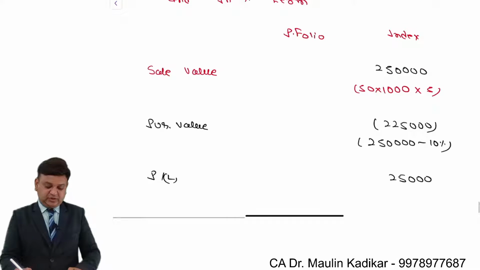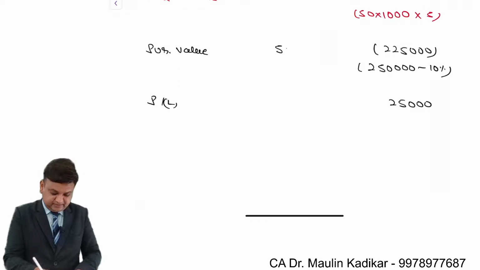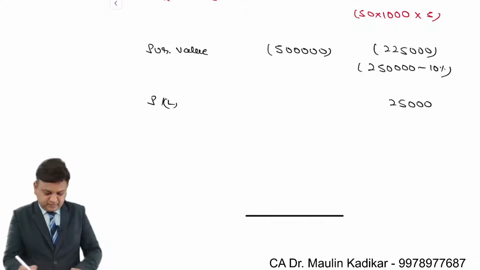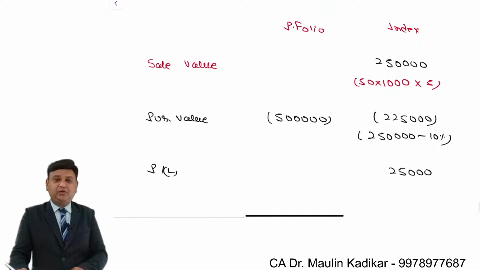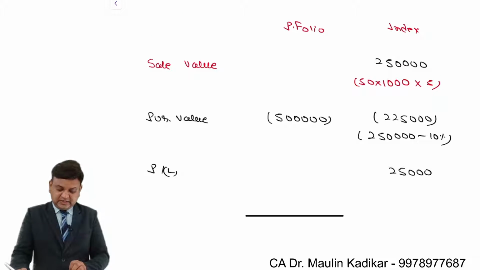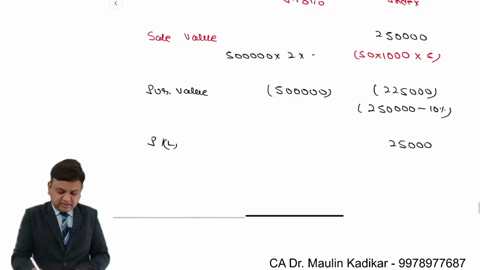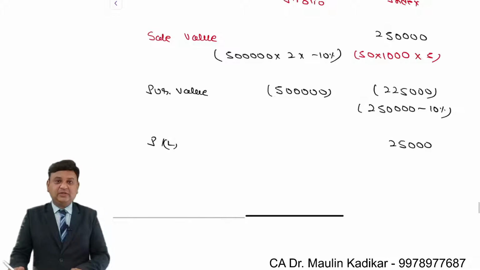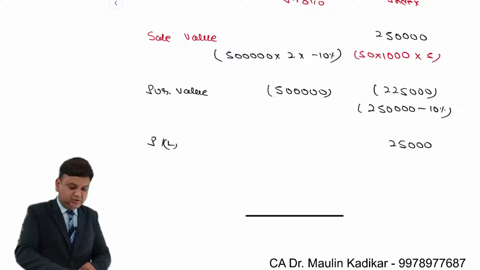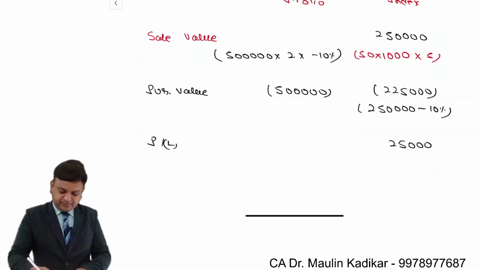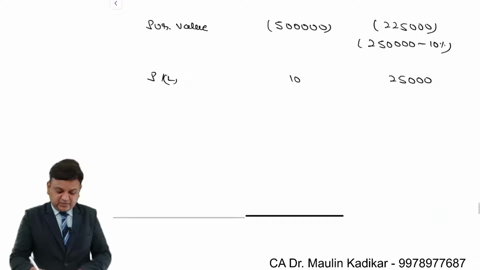As far as the existing portfolio is concerned, its value is 5 lakhs. We understand that for the portfolio, information is provided to us, so what will happen, it is 5 lakhs into 2 into negative 10%. Why? Because when the market is falling down by 10%, the portfolio value will reduce by 20%. So 5 lakhs minus 20%, it will reduce to 4 lakhs. So there is a loss of 1 lakh rupees.